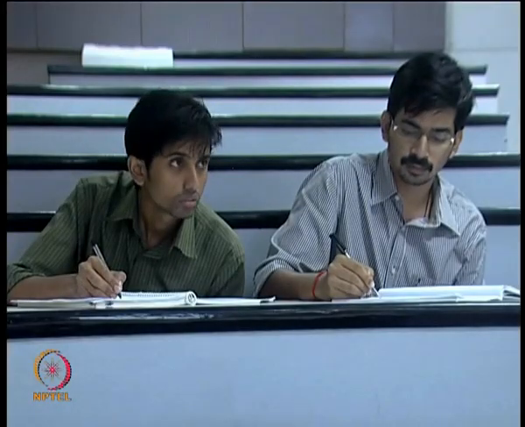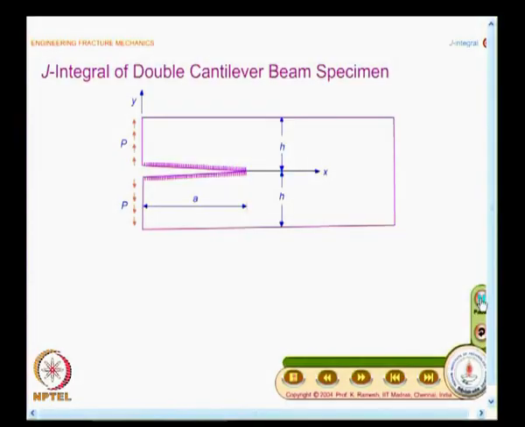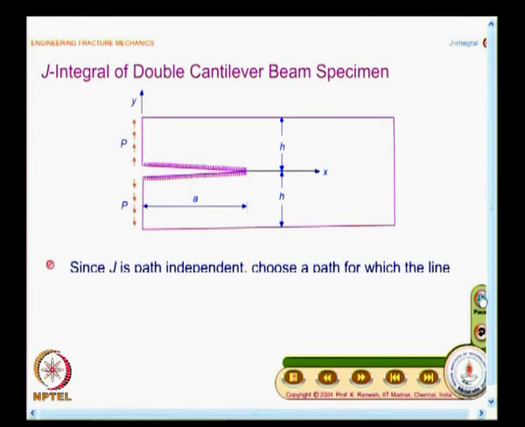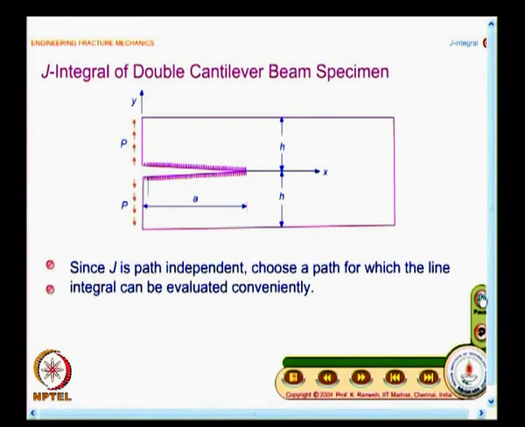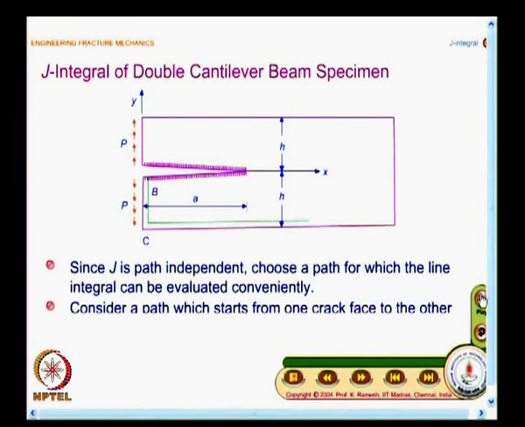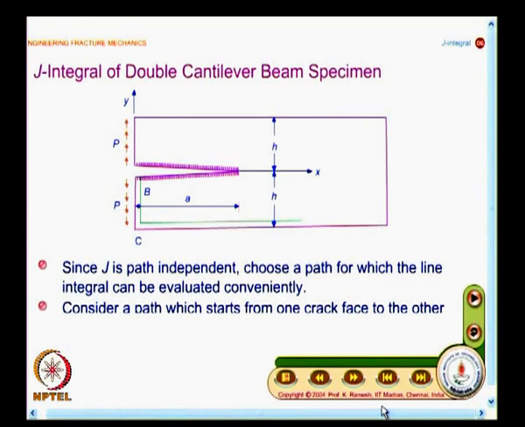So, we will take up a problem which you have already solved as part of the linear elasticity. And what you have here is a double cantilever beam specimen. You have a crack and the cantilever beam specimen is opened by the load P as shown.